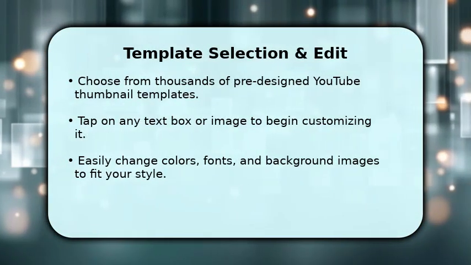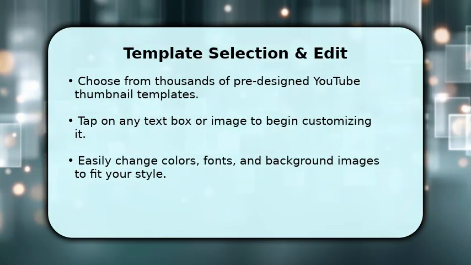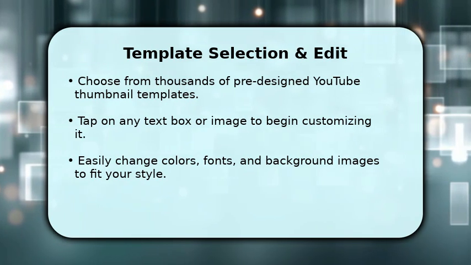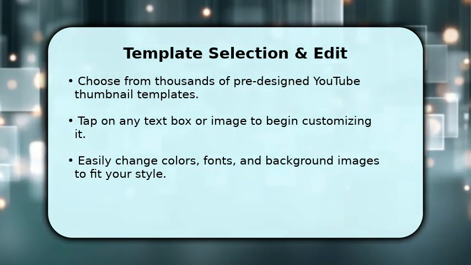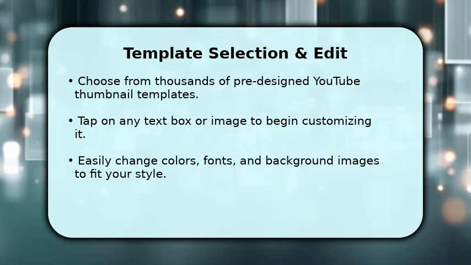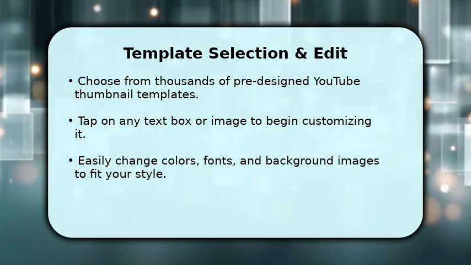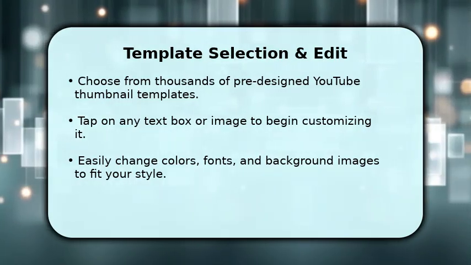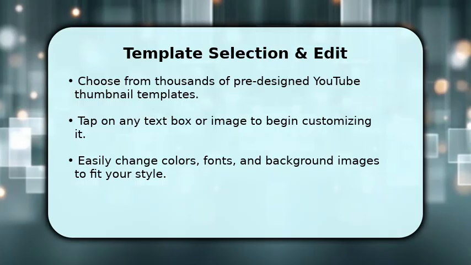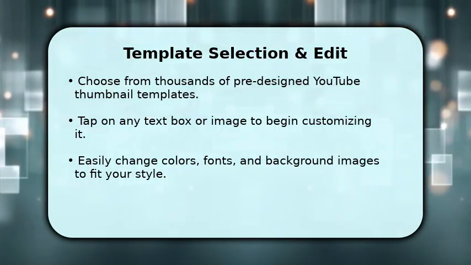Now, let's pick a template. Canva offers thousands of pre-designed options. Browse through them and select one that catches your eye. Once chosen, you can tap on any element like text or an image to edit it. Change the text, adjust the font style, or pick new colors. You can also swap out background images to perfectly match your video's theme.